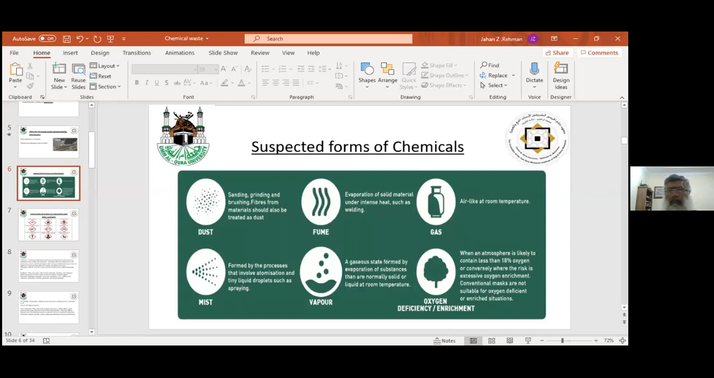For example, if we want to understand what mist is, when we spray perfume, the perfume inside the bottle is liquid, but when it comes out of the bottle, it is in the form of mist, meaning small droplets. So next, vapors.